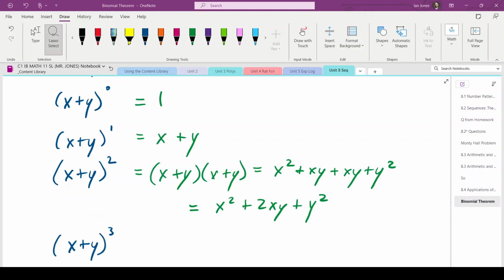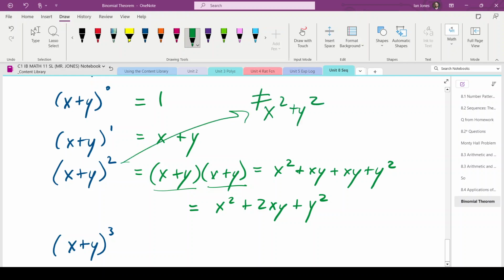So here are the first three. Anything to the exponent of 0 is 1. So x plus y to the 0 is just 1. Anything to the exponent of 1 is itself. So x plus y to the 1 is just x plus y. X plus y squared means x plus y times x plus y. Don't forget to write these binomials out in FOIL. You cannot say that this is just x squared plus y squared. That is wrong. Okay, so once I have my binomials written out and I FOIL, I get x squared plus xy plus xy plus y squared, and collecting like terms, I get x squared plus 2xy plus y squared.